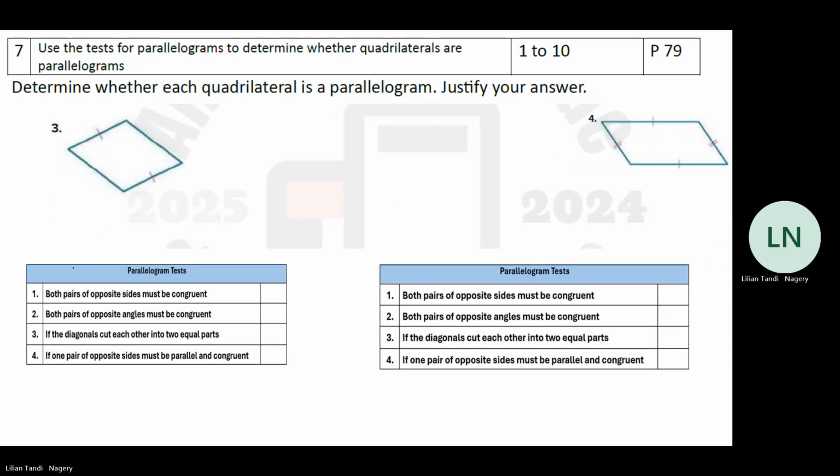Then here, both pairs. I only have one pair. So la. Both pairs of angles, there's no angles. I wasn't told about any angles here. If the diagonals, there are no diagonals in my picture, there's no line going this way or a line going this way. I don't have that. So since I don't have that, I will have to say la for diagonals. If one pair of opposite sides must be parallel and congruent, I've only been told they are congruent. I don't see a mark for parallel. So therefore, this is also la. So if that is la, so no, not a parallelogram.